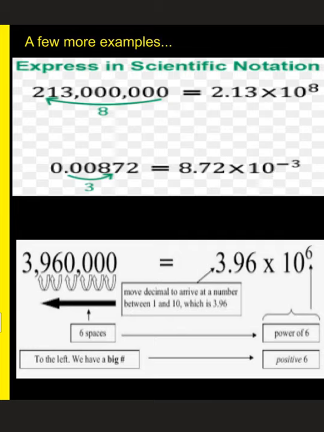And this other example, 3,960,000 is a large, greater than 1 number, so your exponent is going to be positive. We're going to move the decimal between the 3 and the 9, so there's one non-zero digit before the decimal. And if we start at the end, because when there's no visible decimal, it's at the end, we are going to move it 6 times. So it gives you 3.96 times always times 10 to the exponent of 6.